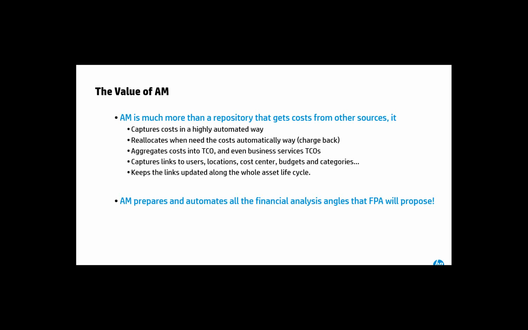We're allowing you to capture costs in a highly automated way. Lots of integrations. I showed that earlier as well. We're allowing you to reallocate costs when the need arises. You can reallocate this automatically. You can aggregate costs so you can understand the total cost of ownership of a business service. You can capture the links to users, locations, cost centers, budgets, categories. You can bring all this together, and you can keep all these links updated through the whole asset life cycle. So at the end, asset management is really preparing and automating all the financial analysis angles that you require as you move forward with these types of use cases.